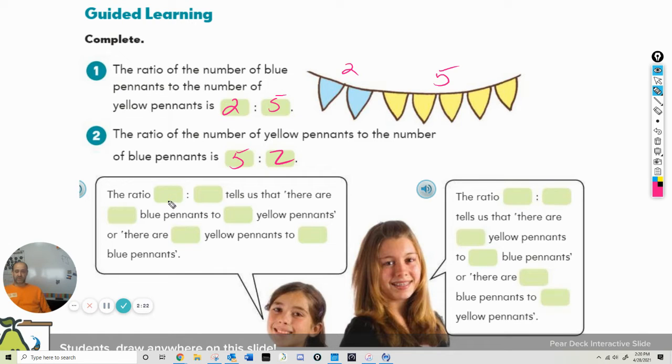The ratio of 2 to 5 tells us that there are 2 blues to 5 yellows, or there are 5 yellows to 2 blues. The ratio 5 to 2 tells us that there are 5 yellows to 2 blues, or there are 2 blues to 5 yellows. 2 blue, 5 yellow. 5 yellow, 2 blue.